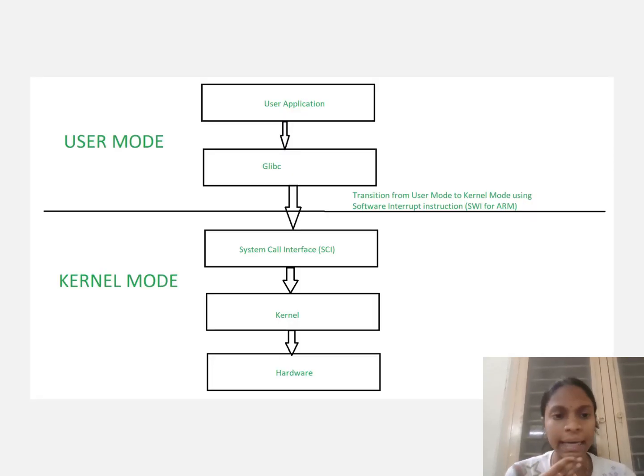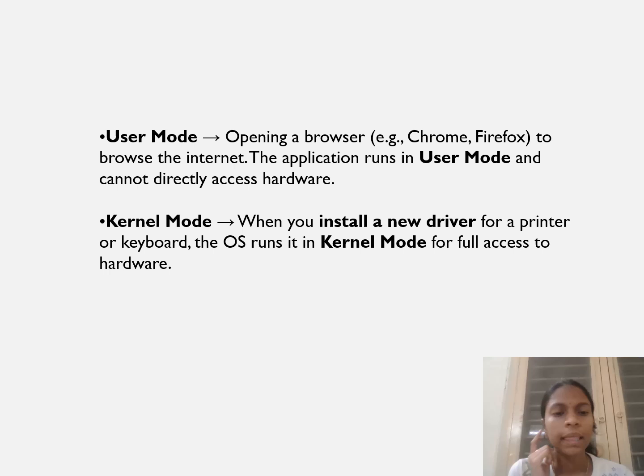See this diagram where the user mode and the kernel mode are connected. They are differentiated in the system with a line, where some other protocols are present between the two modes. For example, to open a browser and browse the internet, user mode cannot directly access the hardware. You cannot access the entire hardware from this browser, right? So this is where user mode is working.